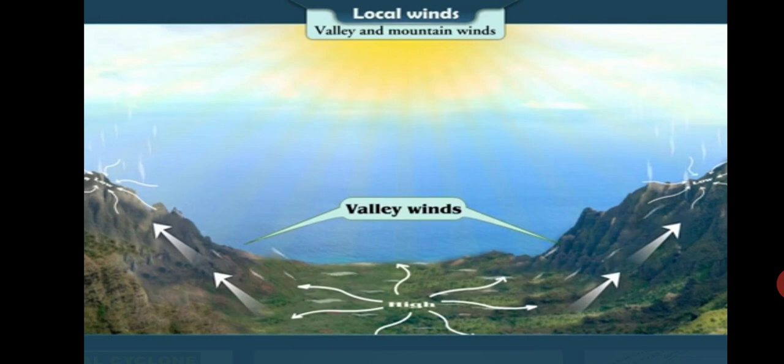Okay, so it's quite simple. During daytime, the valley is comparatively cool as compared to the mountains. And because of the cool temperature, the pressure is high and winds blow from valley towards the mountain, which are called valley winds.